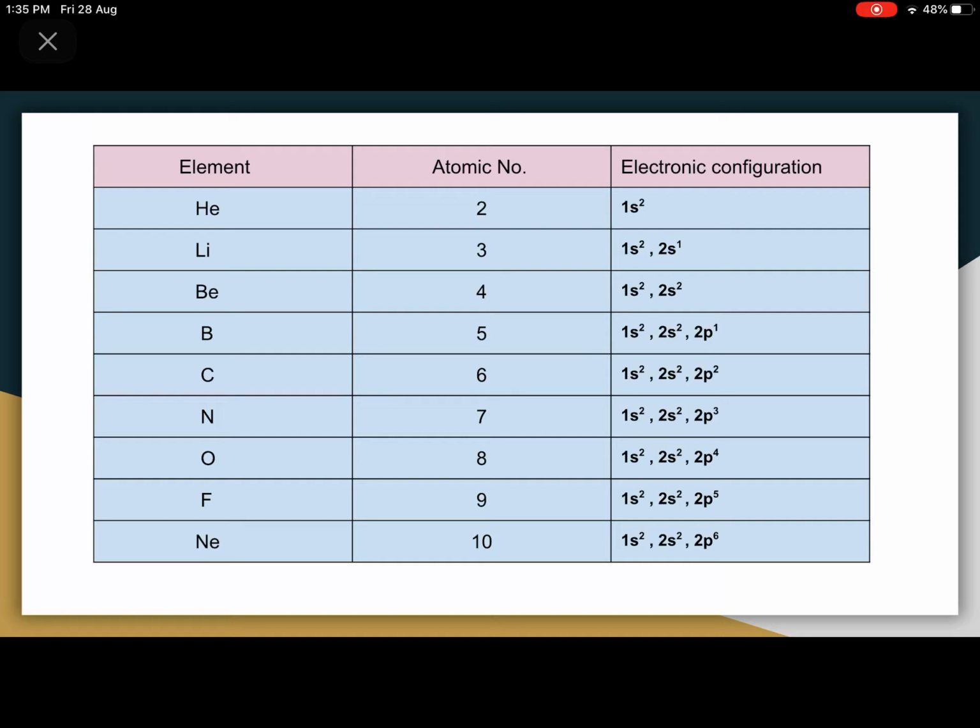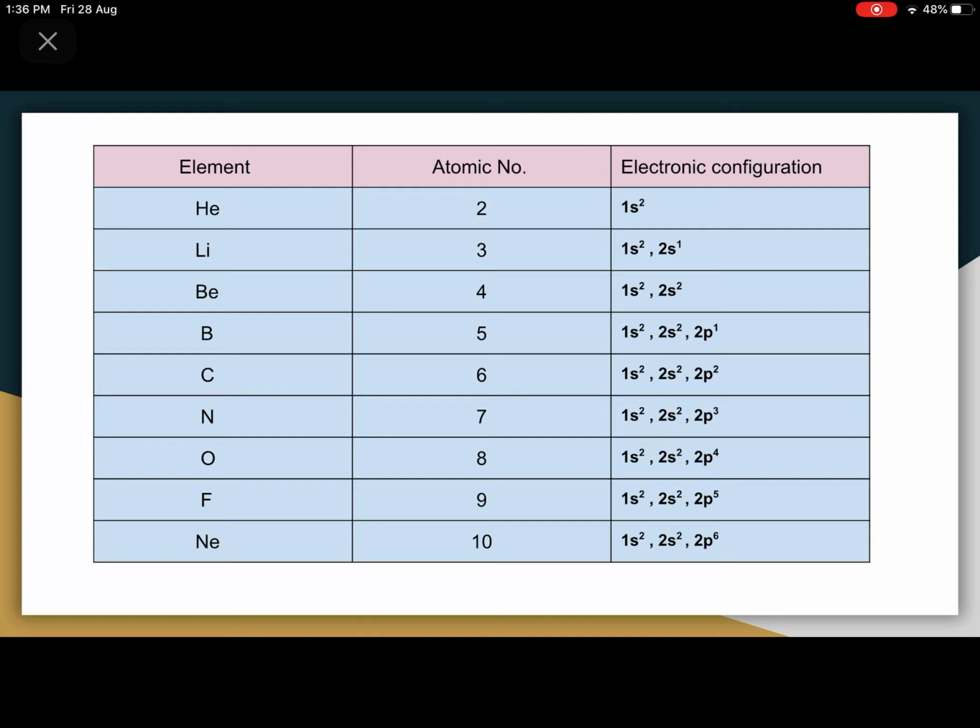Nitrogen atom has atomic number 7 and its electronic configuration 1s2, 2s2, 2p3. Oxygen atom has atomic number 8 and its electronic configuration 1s2, 2s2, 2p4. Fluorine has atomic number 9 and its electronic configuration 1s2, 2s2, 2p5. Neon has atomic number 10 and its electronic configuration 1s2, 2s2, 2p6.